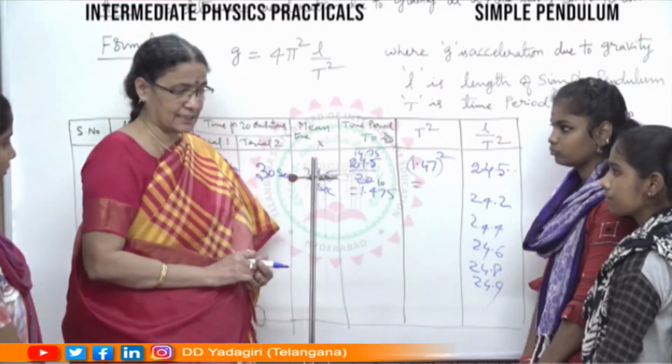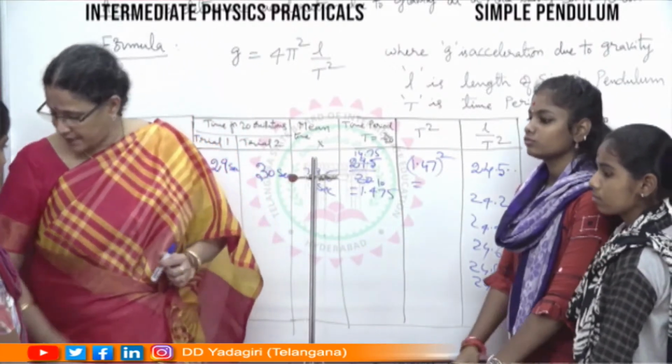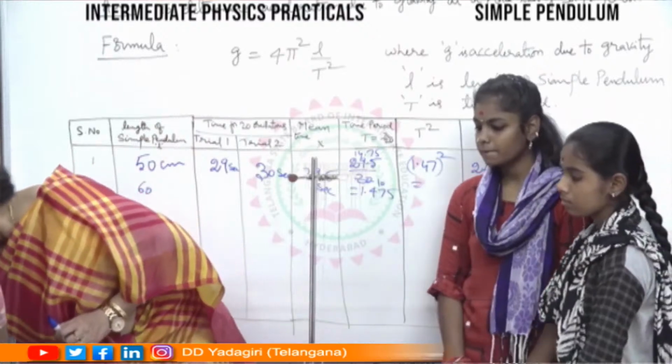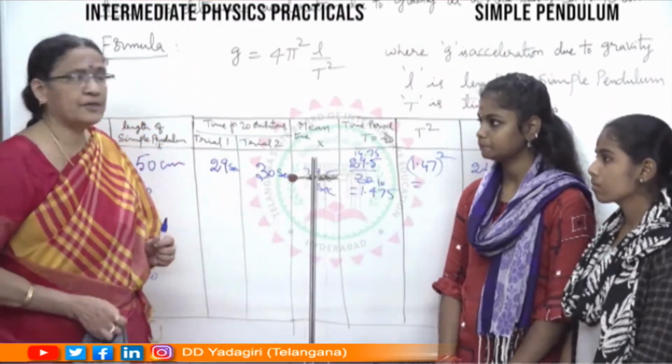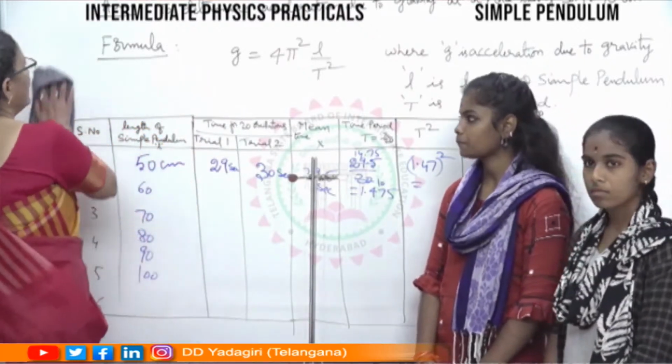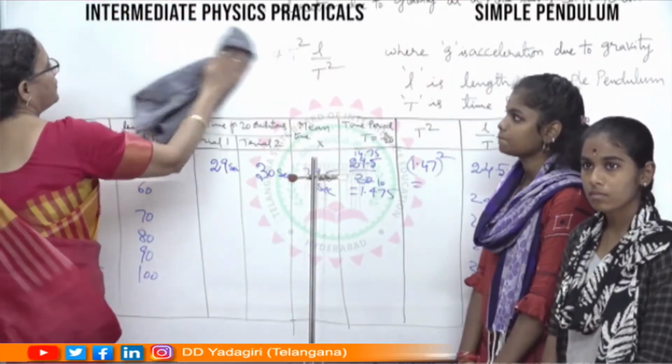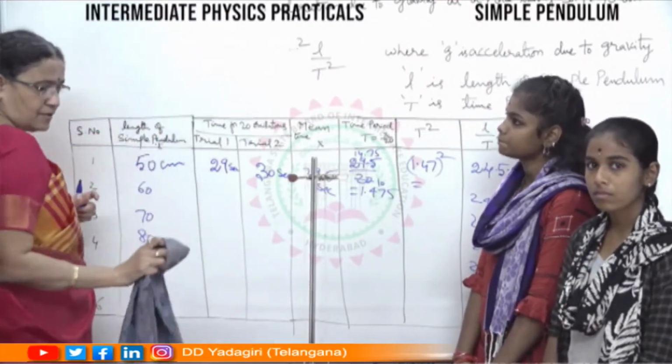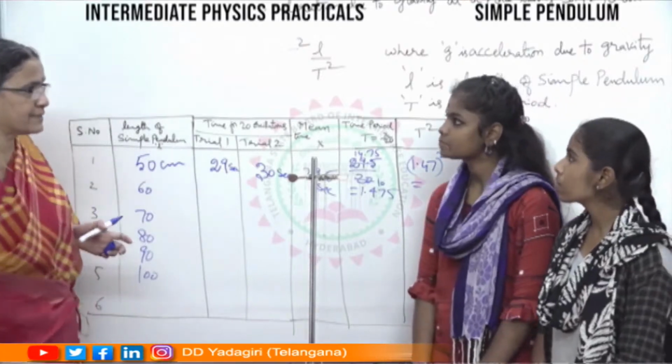I've taken 6 readings. You need 6 readings for this particular experiment. It is not enough if you just take 2-3 readings. Why? Because you are going to draw a graph. So, for graph, we need more points.